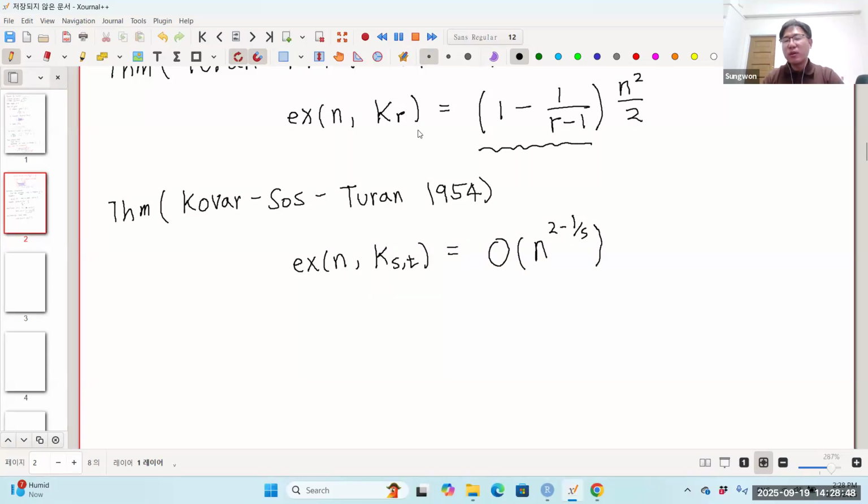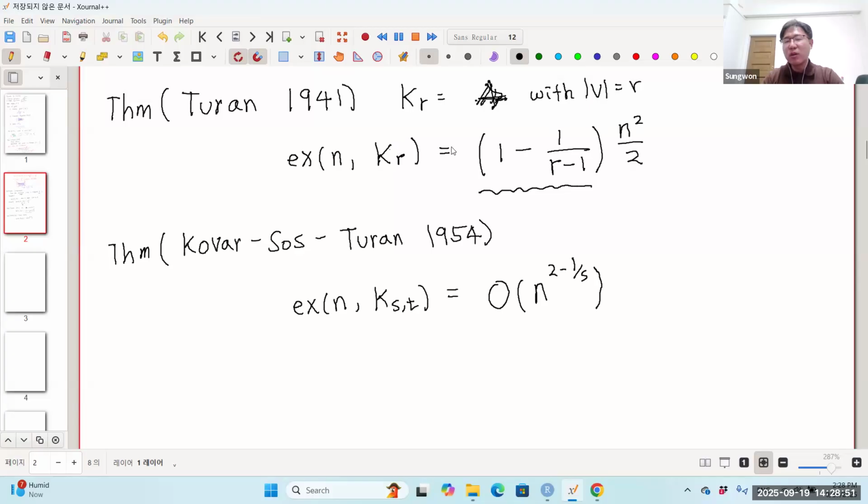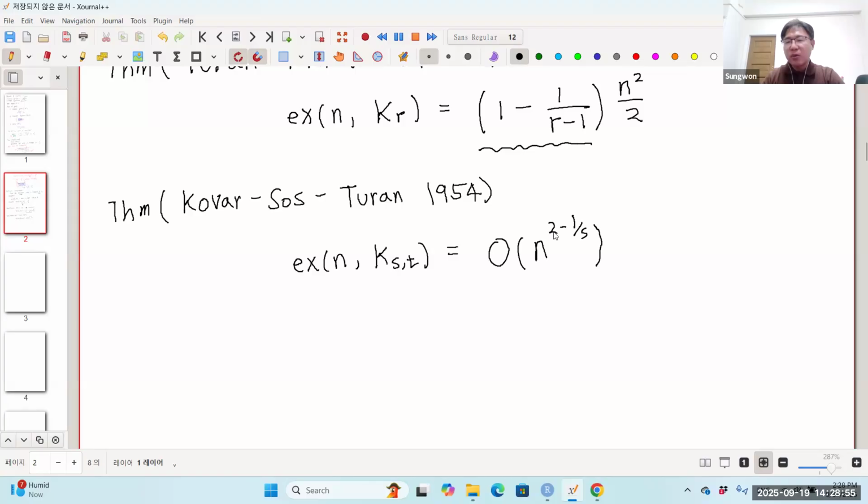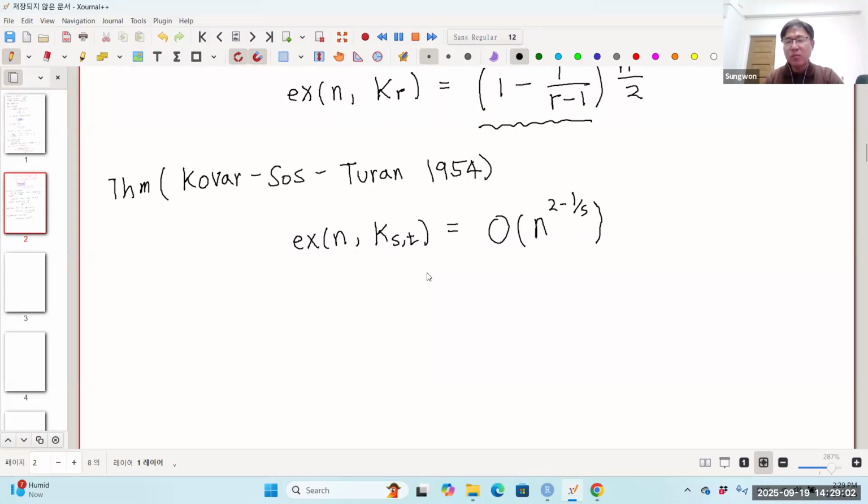So in the complete graph, if you want to avoid the complete graph, it will be the fractional amount of the maximum. But now you have some losing powers with this. Is it independent of t? Oh yeah, it's a good question. So it's not dependent on t. It's only dependent on s. So even if t is like infinity, you still have this order.